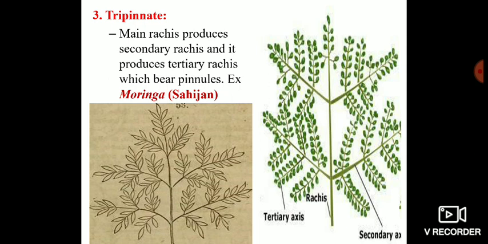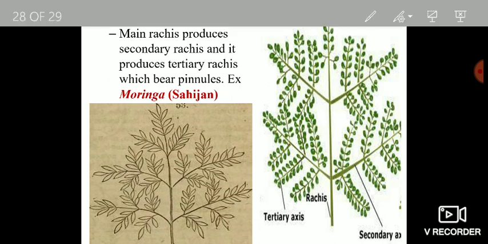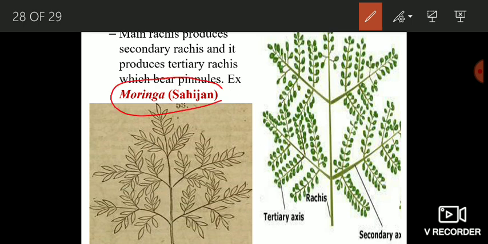Then we have tripinnate type. In this type, the main rachis produces secondary rachis, and this secondary rachis produces tertiary rachis, and this tertiary rachis bears the pinnules. Example is moringa. Here you can see this is the main rachis or principal rachis. It gives rise to secondary rachis, and this secondary rachis gives rise to tertiary rachis, and pinnules arise on this tertiary rachis.